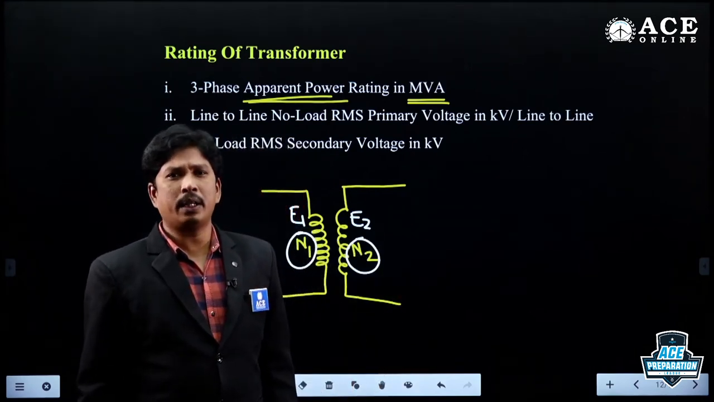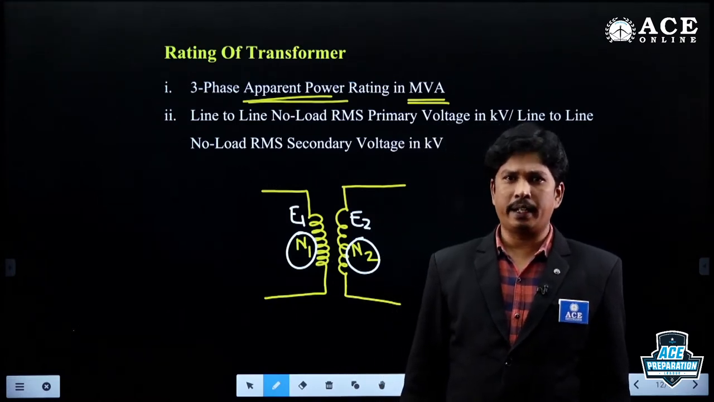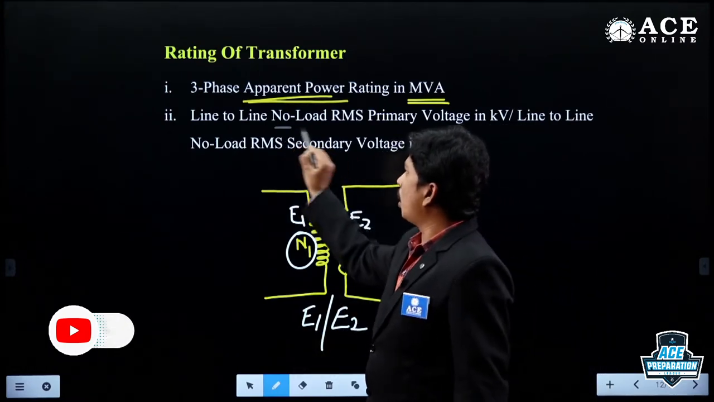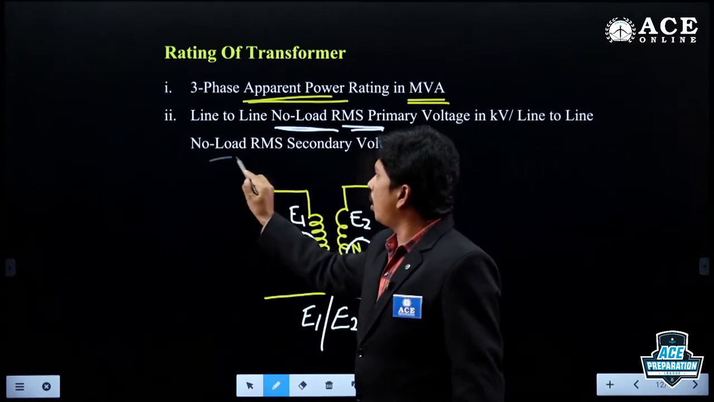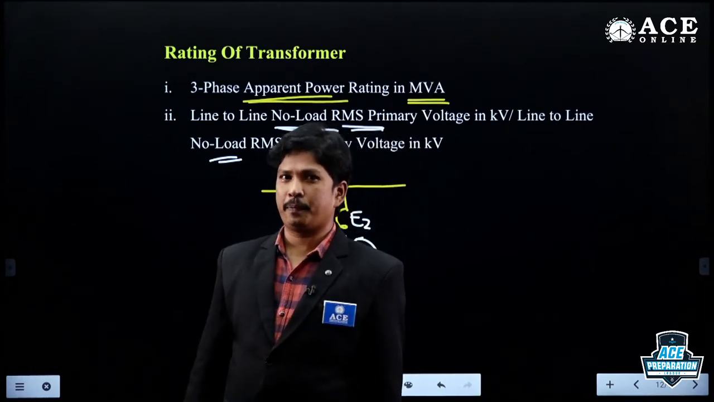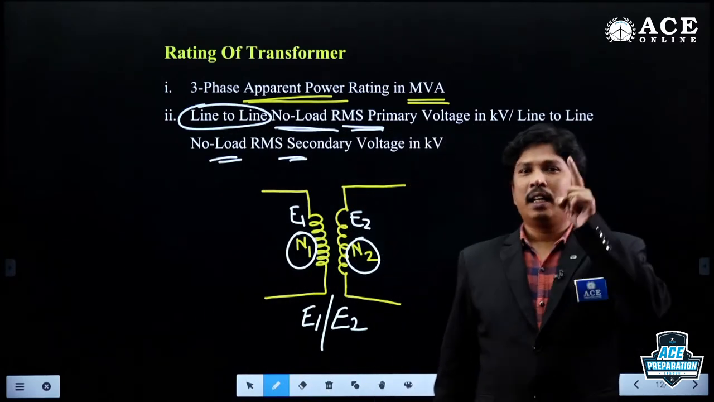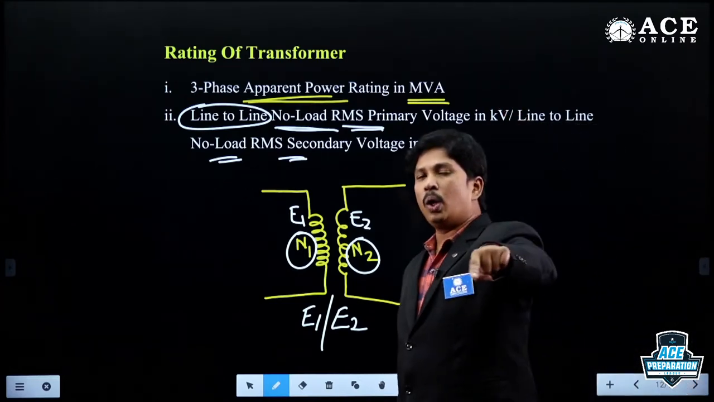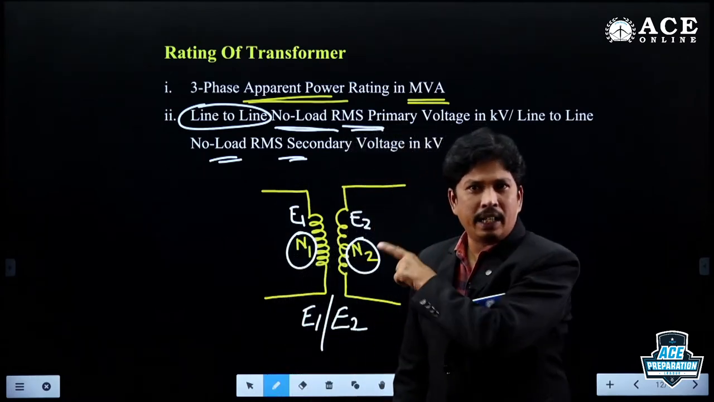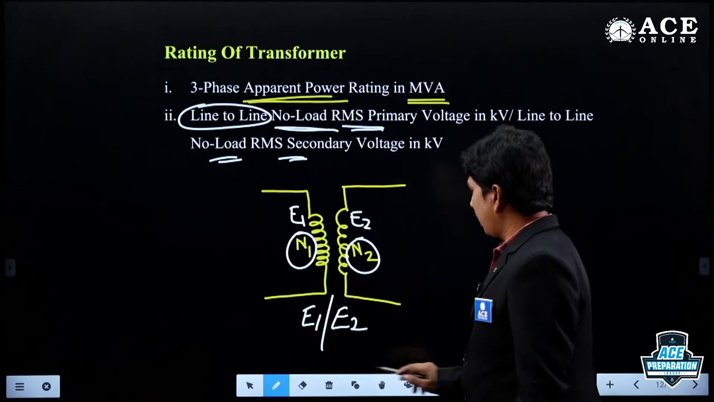So whenever this voltage is independent of the load condition, why would you give the full load voltage in the rating itself? The rating itself should be the no-load voltage rating. Therefore, whenever you give the rating of the transformer, E1 by E2 should be the no-load RMS primary voltage rating and the no-load RMS secondary voltage rating. Remember, both are line-to-line values in a three-phase system, so don't forget that. It is a line-to-line RMS voltage and also a no-load voltage for a transformer. And make a conclusion that the transformer is the only element in the entire power system which is rated for no-load voltage. No-load voltage rating. So let me write that conclusion.